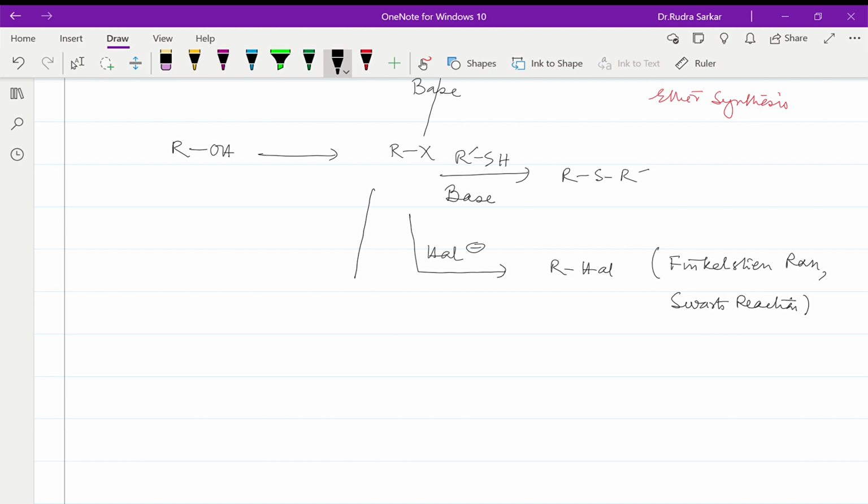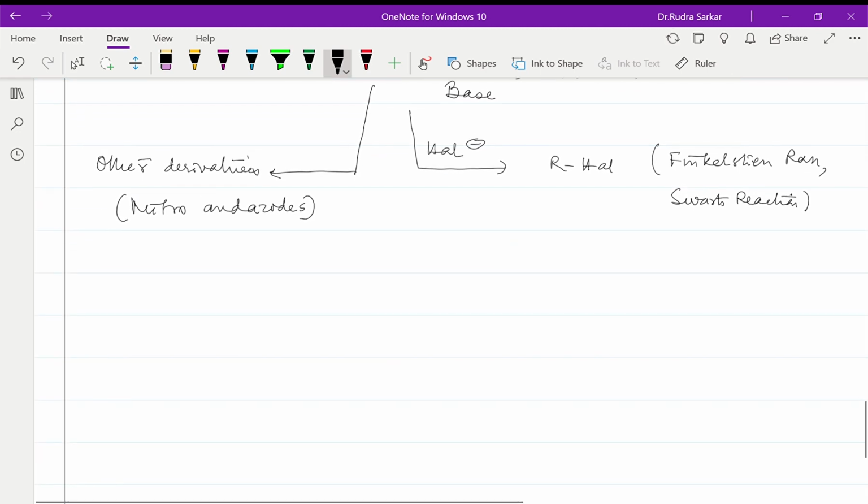Some other derivatives can also be created by replacing X, that is, we can place a nitro group or azide group, so we will classify them as other derivatives, and we are calling these nitro and azide, which can replace the good leaving group X.